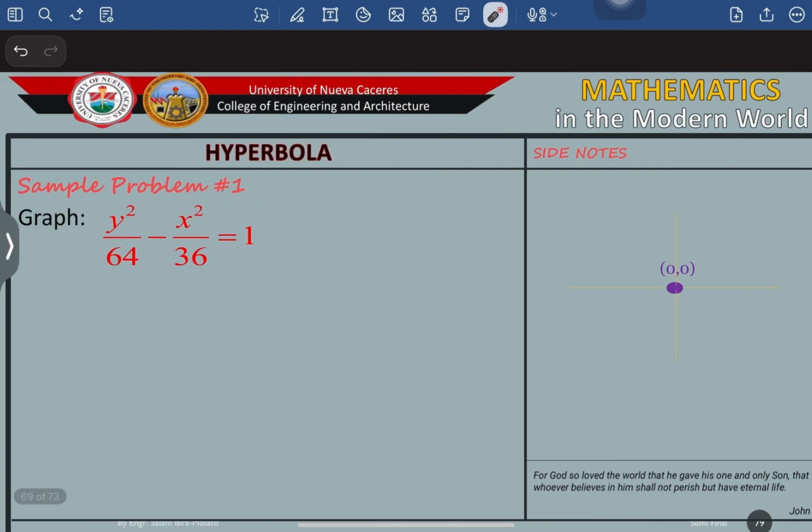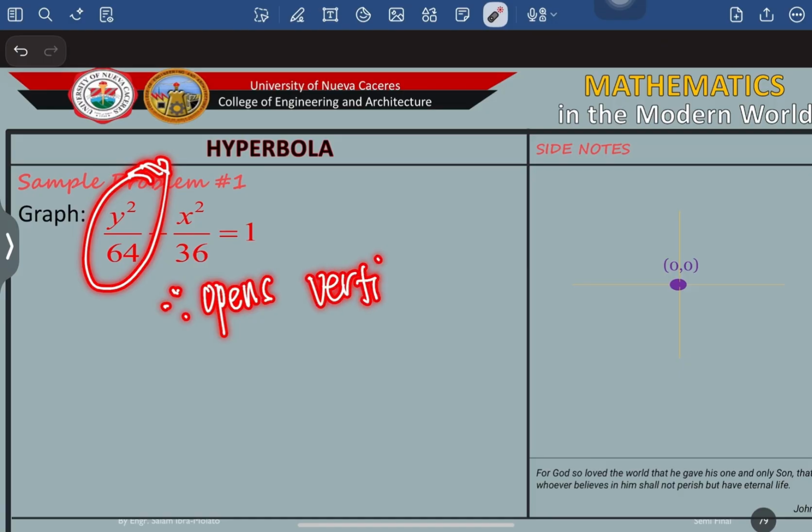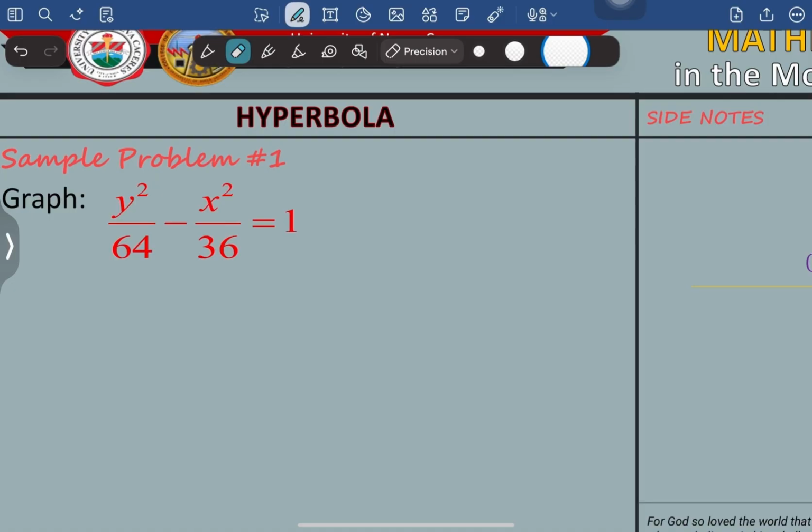So, let's sketch a graph of this hyperbola. So, tandaan nyo, yung y squared dito is nasa positive side. So, makukonclude natin agad na it opens vertically. Kasi nasa positive. Then, yung A po dito is the distance from the center to the vertex.